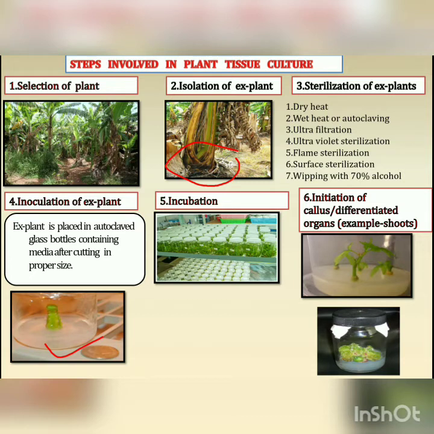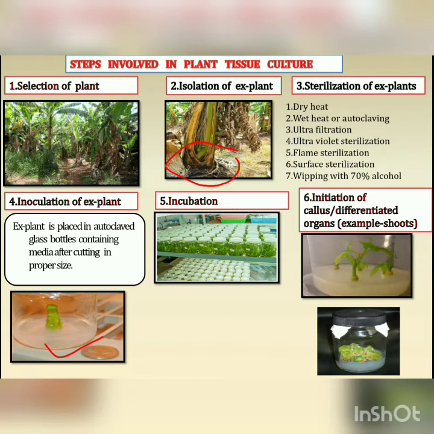Now the sixth point is initiation of callus or differentiated organs, for example shoots. When you write in your examination, you will make a flow chart of the steps involved in plant tissue culture. First is selection of plant, isolation of explant second, then sterilization of explants, inoculation of explants, incubation. The sixth point which you always find in every book and every PDF is only initiation of callus.